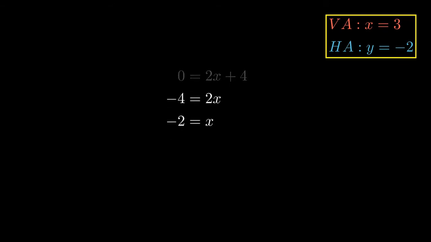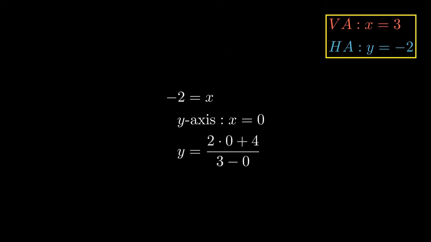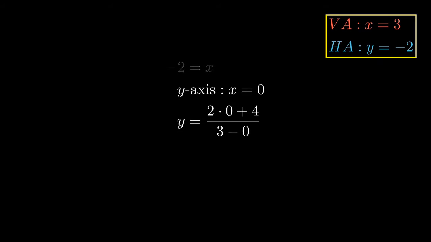Okay, so that's a point that we're going to be able to plot. Where does it cross the y-axis? Or where is x 0? And that is easy. We just put 0 in for x. Okay, and we end up with 4/3. Okay, so now we have 2 points.